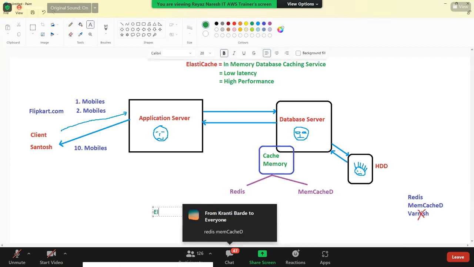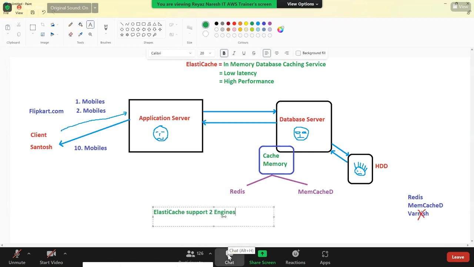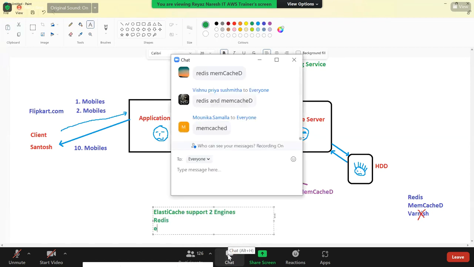So ElastiCache supports 2 engines. Those are number 1, Redis, and number 2, Memcached.